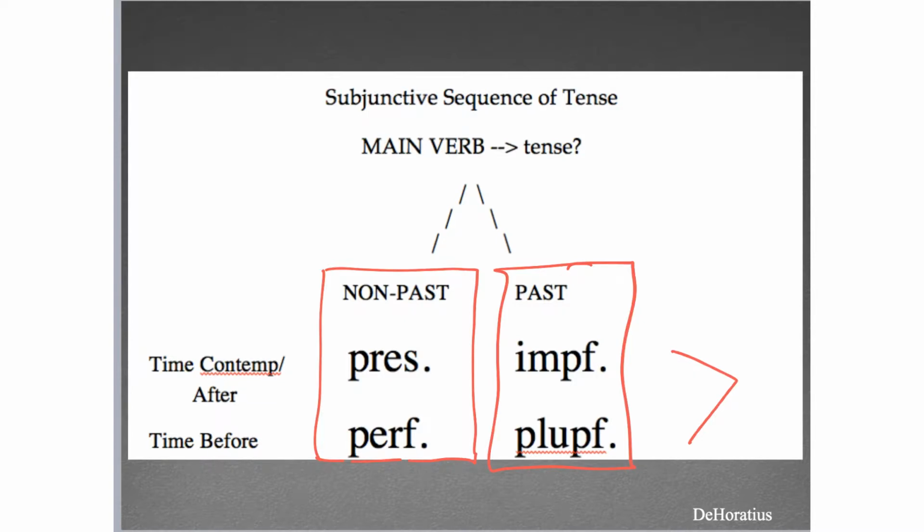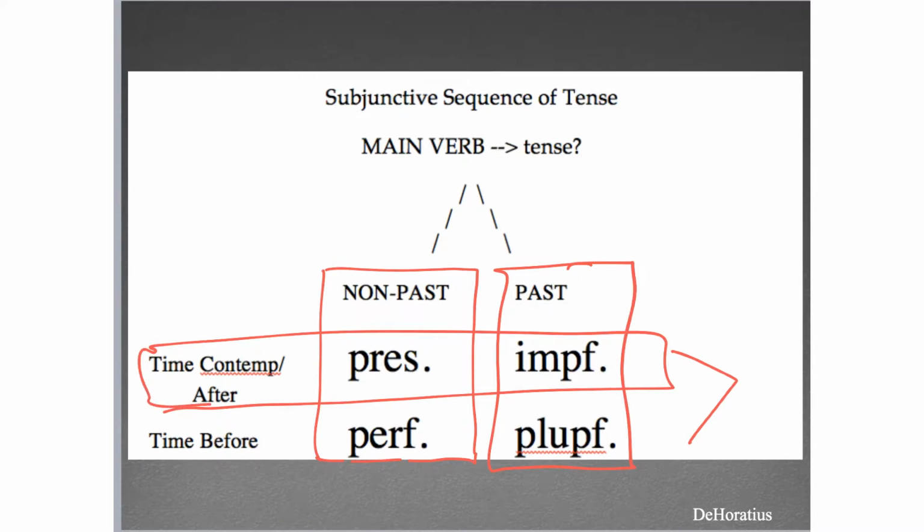So these boxes are fairly inviolable. You'll have some exceptions, but you'll have to get fairly deep into Latin to run across those exceptions. So primary sequence, only the present and the perfect subjunctive. Secondary sequence, only the imperfect and the pluperfect subjunctive. Again, keep these boxes in mind. On the left here are the relationships. So present and imperfect indicate same time or after. Perfect and pluperfect indicate time before.